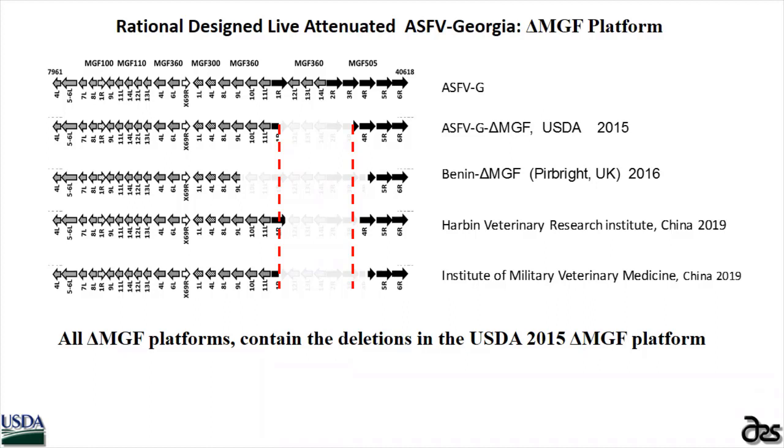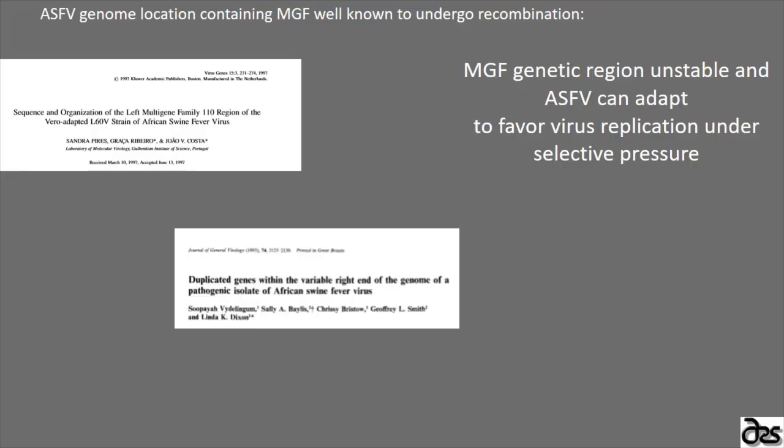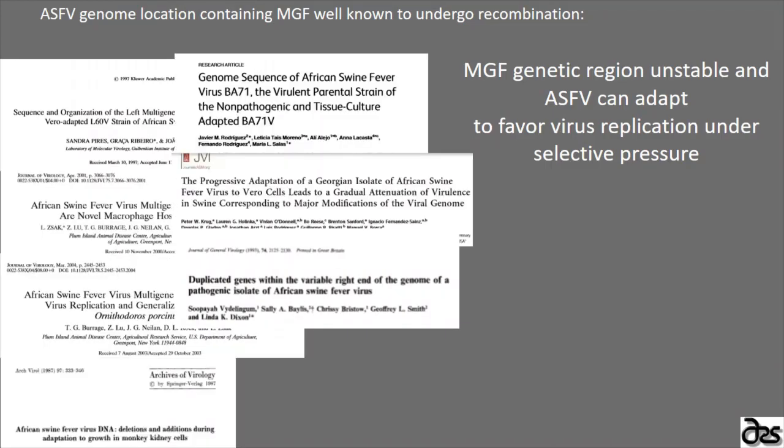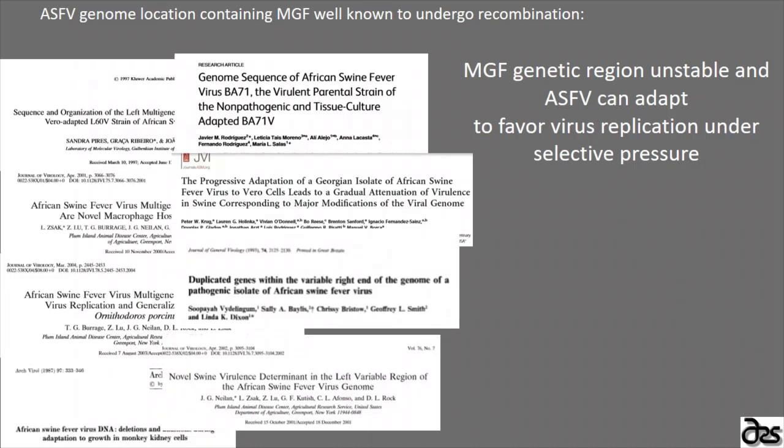This has been done by Pirbright, and recently 2 groups in China, Harbin and the Institute of Military Vaccine Medicine, have also created a Delta MGF backbone in ASF-Georgia. It's important that all these MGF platforms contain the same deletions as in the USDA 2015 platform. However, the MGF region has been widely shown to be unstable, and ASF can adapt to favor virus replication under selective pressure.